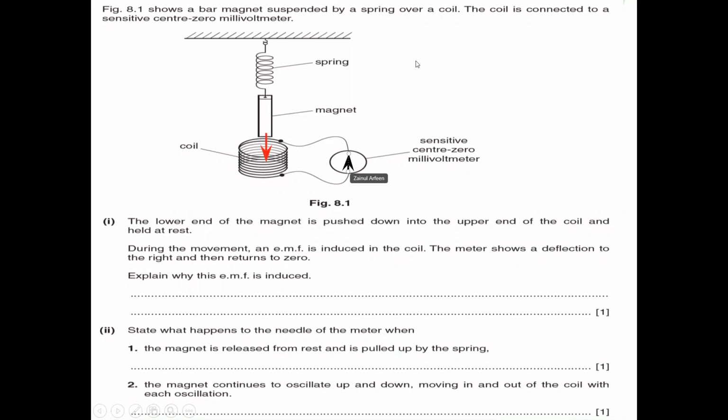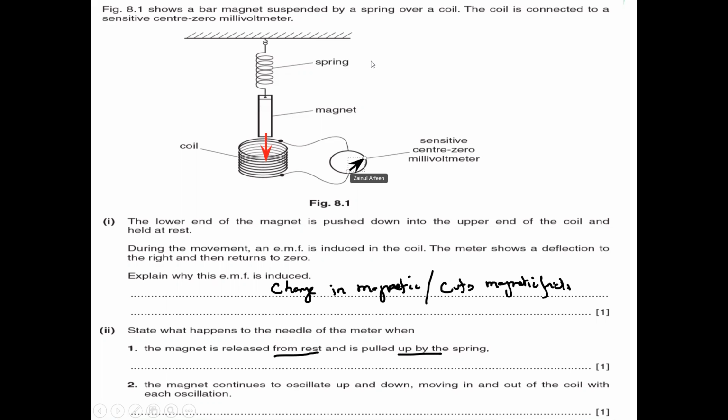Explain why the EMF is induced. The same answer: because there is a change in the magnetic field. Or we can also say the coil cuts the magnetic field; both have the same meaning. Then state what happens to the needle of the meter when the magnet is released from rest and is pulled up. When the magnet was moving down, the needle was deflected towards the right.